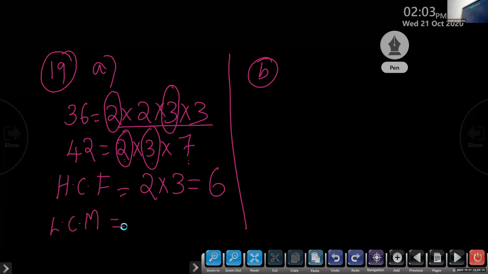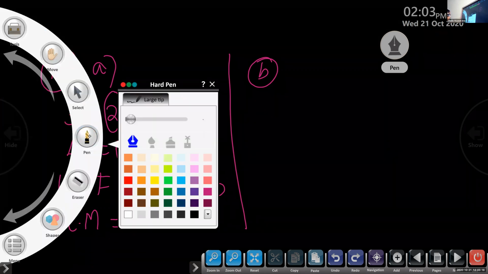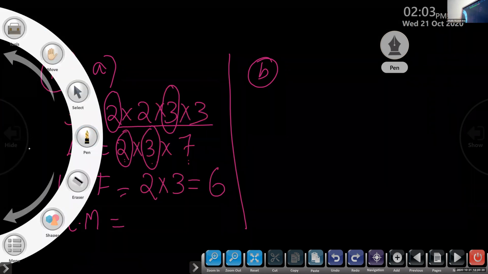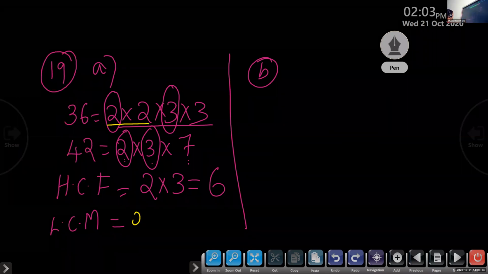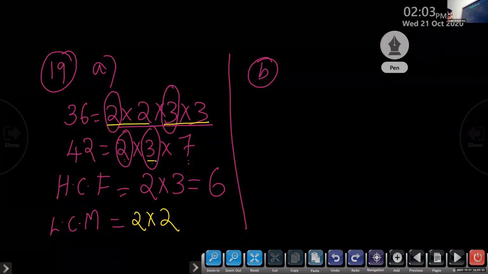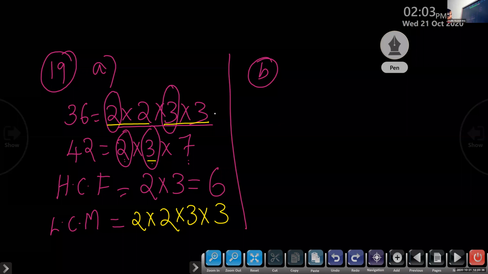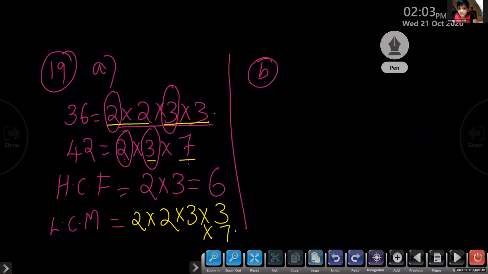LCM. Check how many times 2 is repeated maximum. 2 times. Here 2 is repeated 2 times, so we can take 2 into 2. Here only 1 time. See, here 3 is repeated 2 times, here 1 time. So maximum 2 times, 3 into 3. Here we don't have 7, but here 7 is repeated 1 time, into 7. Multiply and tell me the answer.